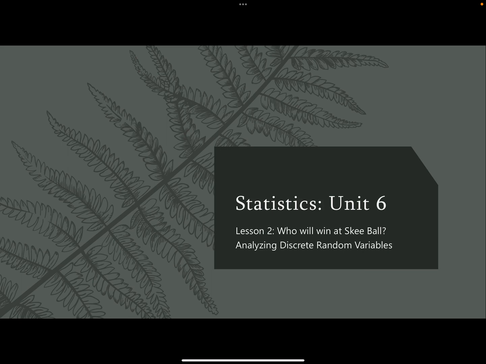This is Unit 6, Lesson 2, Who Will Win at Skee Ball? Today we are going to dive deeper into discrete random variables, and we are going to learn how to analyze them.